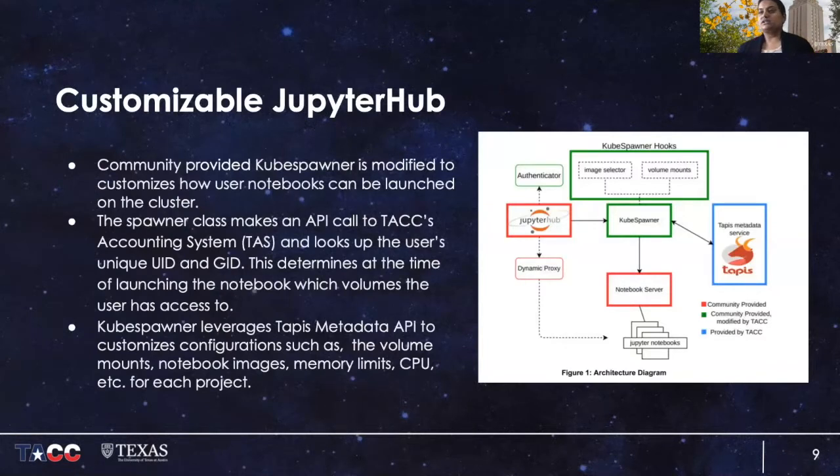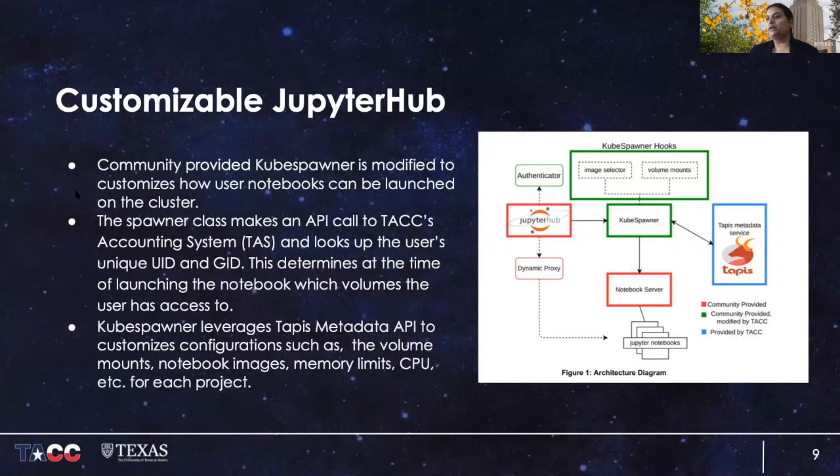SCINCO also uses a customizable JupyterHub. This is the architecture of SCINCO, where you can see that the green blocks are the ones that are modified by TACC and the red ones are community provided. The hub manages authentication, user accounts, and coordinates the single user notebook server spawning, whereas the authenticator leverages TACC's OAuth server. Every user at TACC is assigned a unique ID in order to access TACC's systems, and they're also put into specific groups called GIDs. Once the user authenticates with the JupyterHub using either a GID or a UID, the spawner spawns notebooks for them.